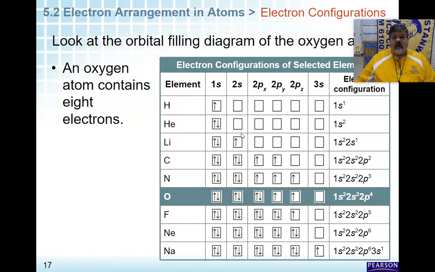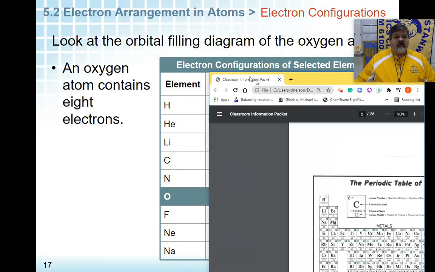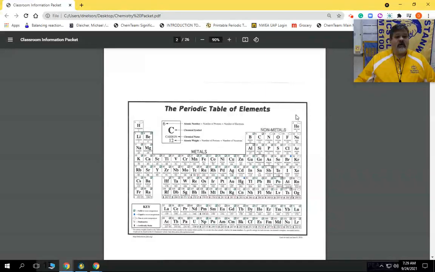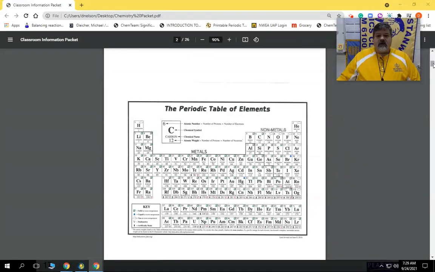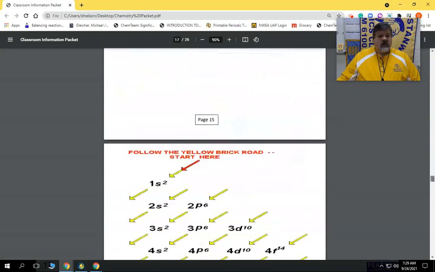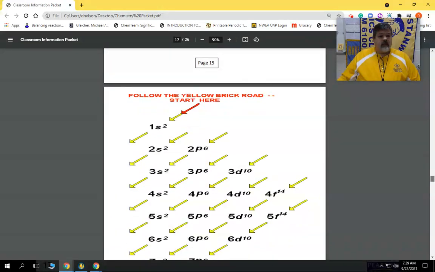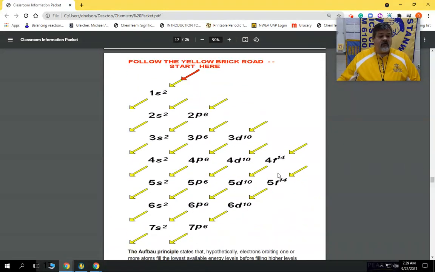One of them is this way right here, and the other one is in our packet. We have a couple of them in our packet. And I'm going to scroll down to, right here. This is our configuration on how to figure out where you're at on the periodic table, okay, with the correct electron configuration. So here we have 1s2.